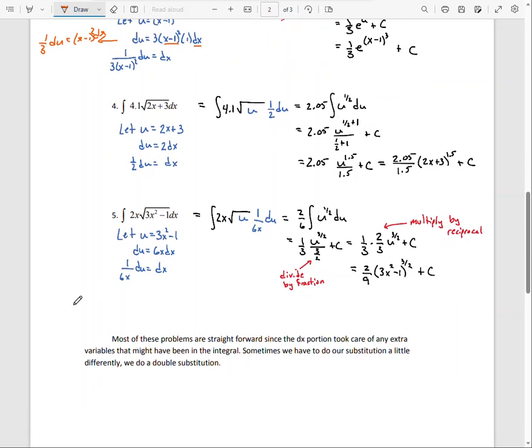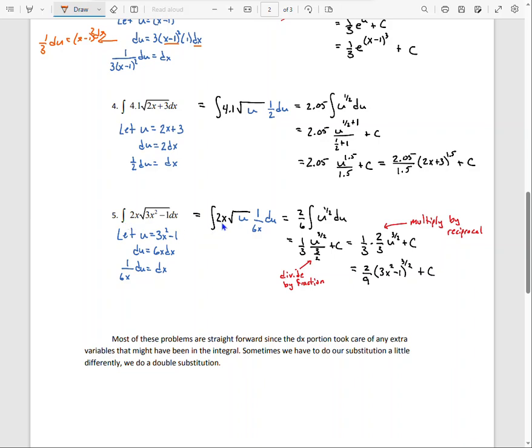All right. Again, we see a radical, so we're going to let u be the inside, the radicand. Let u be 3x squared minus 1. Then the derivative of u is 6x dx. Solve for dx, we'll get 1 over 6x du. Here we go. What do we keep?